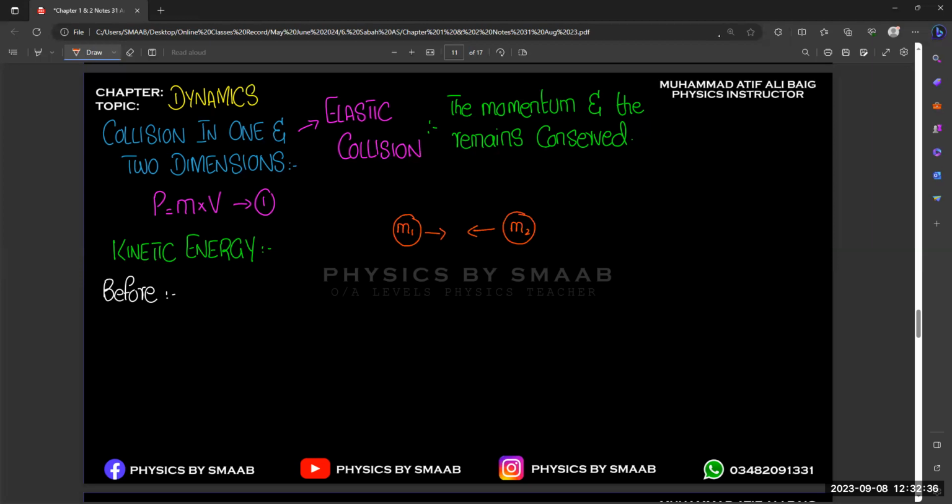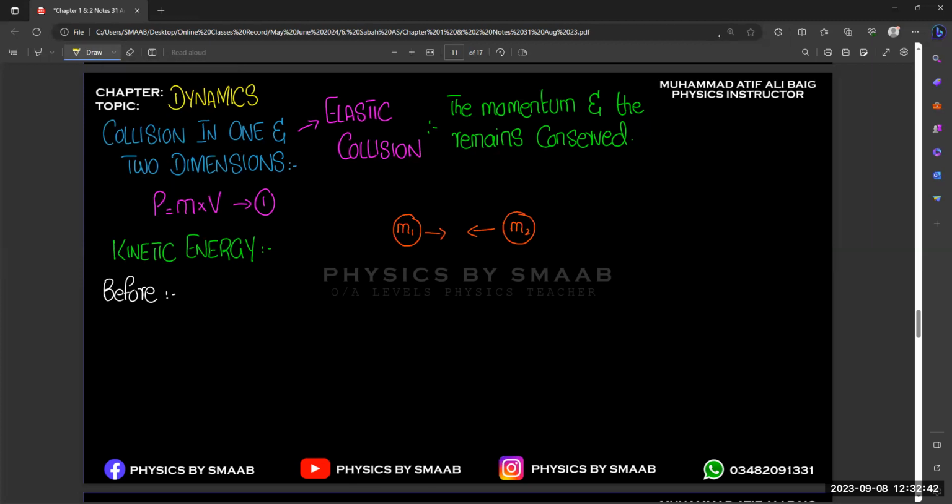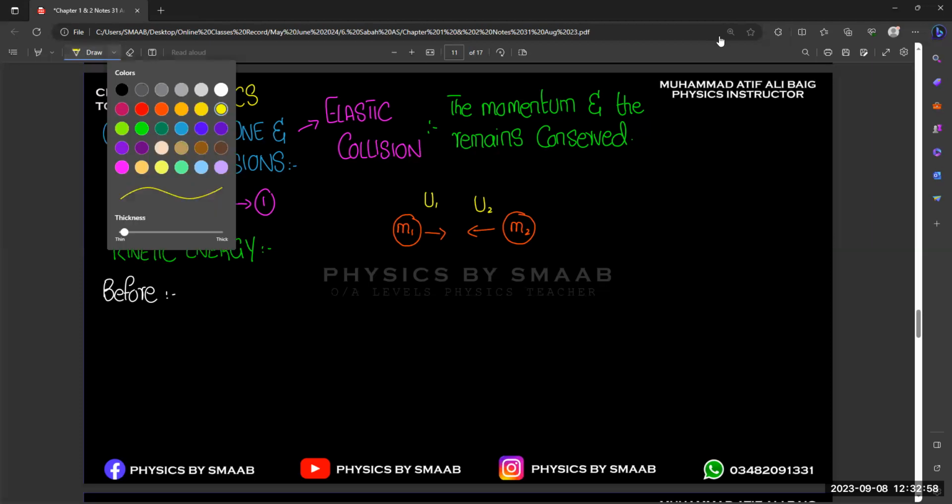So we apply the same example for the law of conservation of momentum, but we didn't discuss the concept of kinetic energy over there. So we know that the initial velocity and the momentum of the bodies will be m1 u1, where u1 is the initial velocity for body 1, and u2 will be the initial velocity of body 2. And after collision, they will move in the opposite direction.